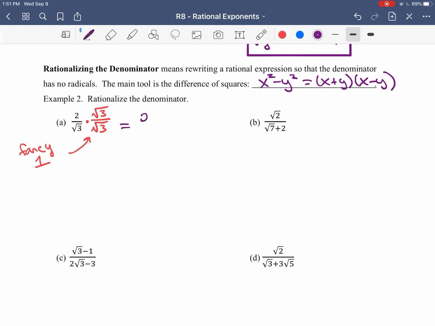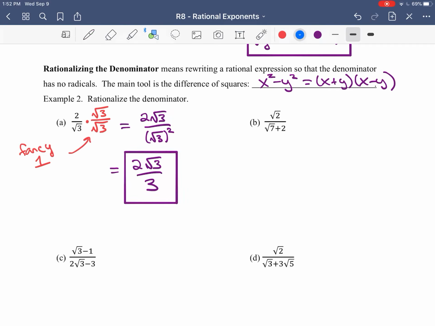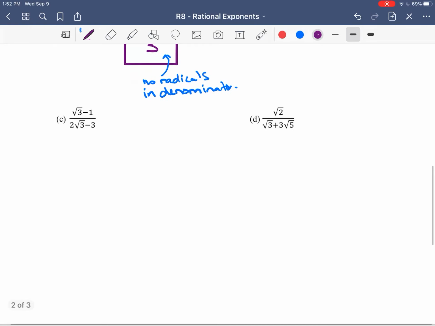Okay, so this is going to be 2 root 3 over, and then on the bottom it's root 3 squared. So it's just going to be 2 root 3 over 3. And now I don't have any radicals on the bottom. So there will still be some, likely, but they're just not in the denominator. Okay, now let's try part C.